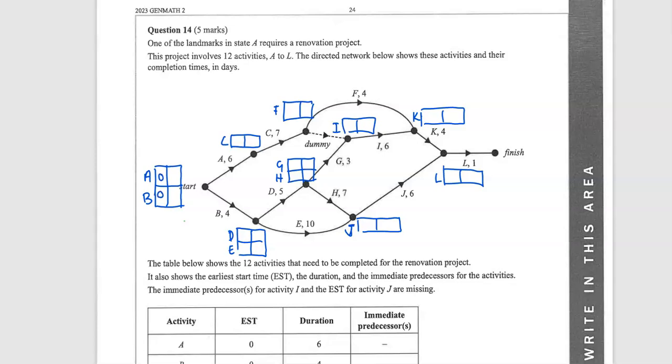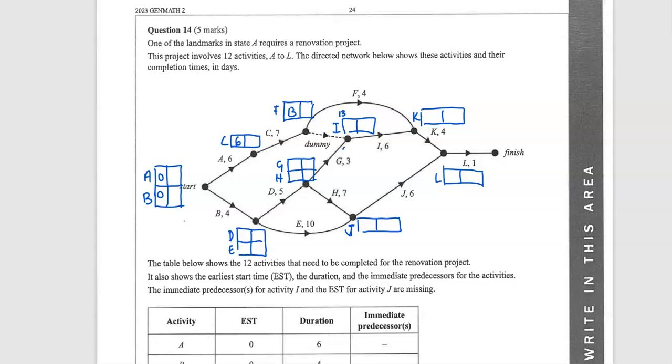All right, so 0 is the first time. If we go out via A here, 6 would be C's earliest starting time. And if I get up to F, 6 plus 7 is 13. Now, K, so 13. So 13 could also be here at I, but I've also got a G coming in, so I better go the other way.